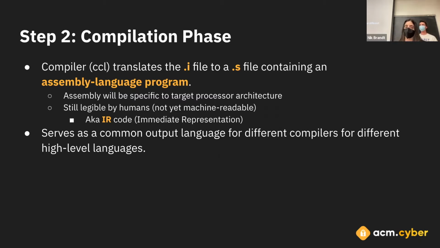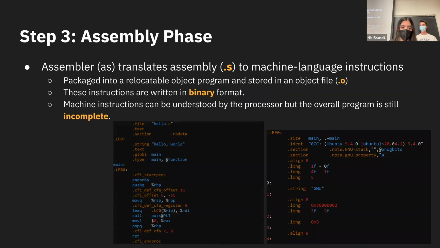And generally, assembly will serve as a common output language for different compilers and different high-level languages. So you will get very similar looking assembly code for, say, a program that was written in Python versus a program that was written in C that was designed to do the same thing with the same sorts of steps.